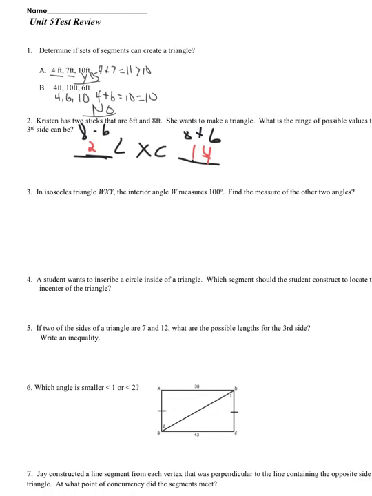3, an isosceles triangle WXY. The interior angle W measures 100. Find the other two angles. Isosceles triangle, 2 sides match. So if this is 100, they want to know what these two angles are. Well, first of all, if it's isosceles and these sides match, these angles also match. So you can call them both x.